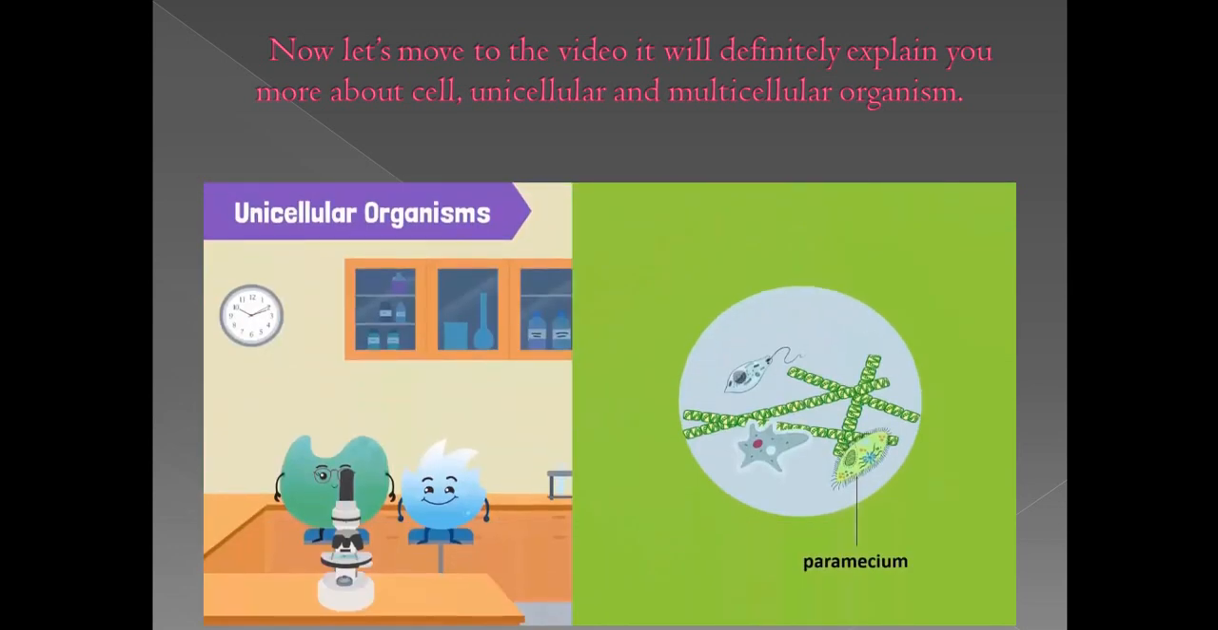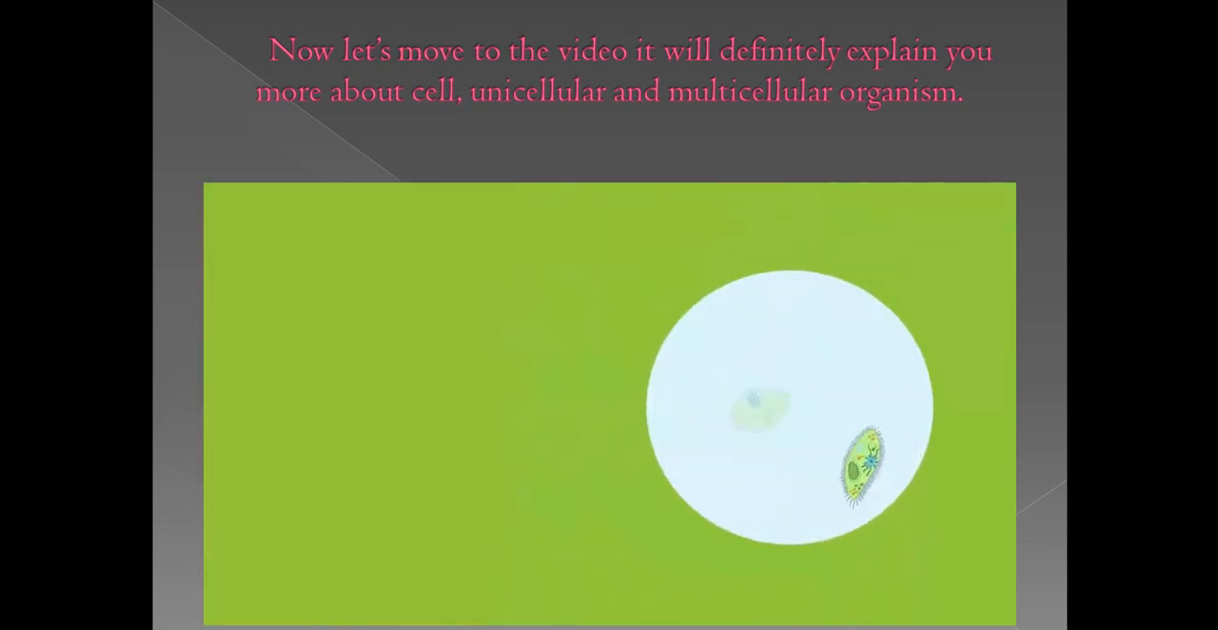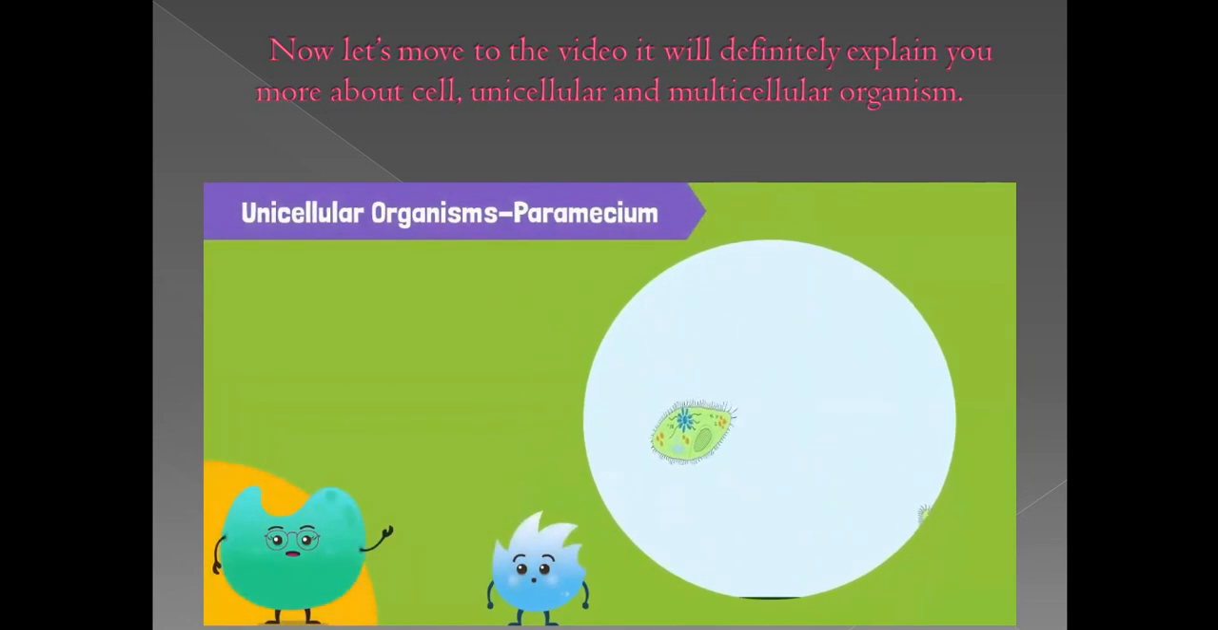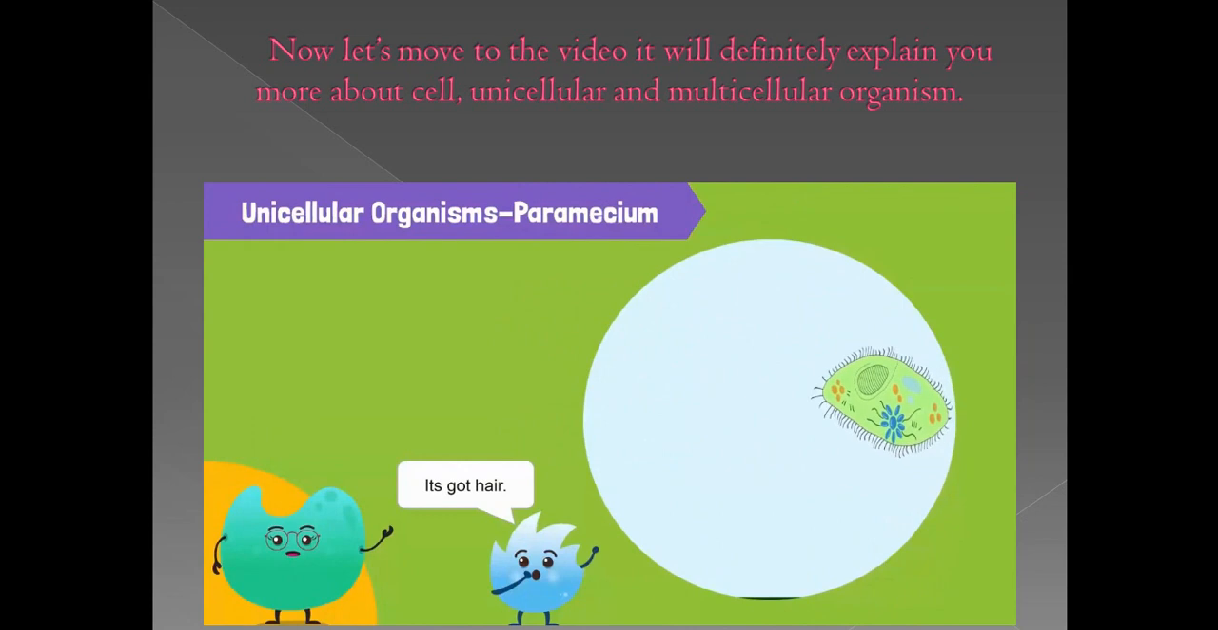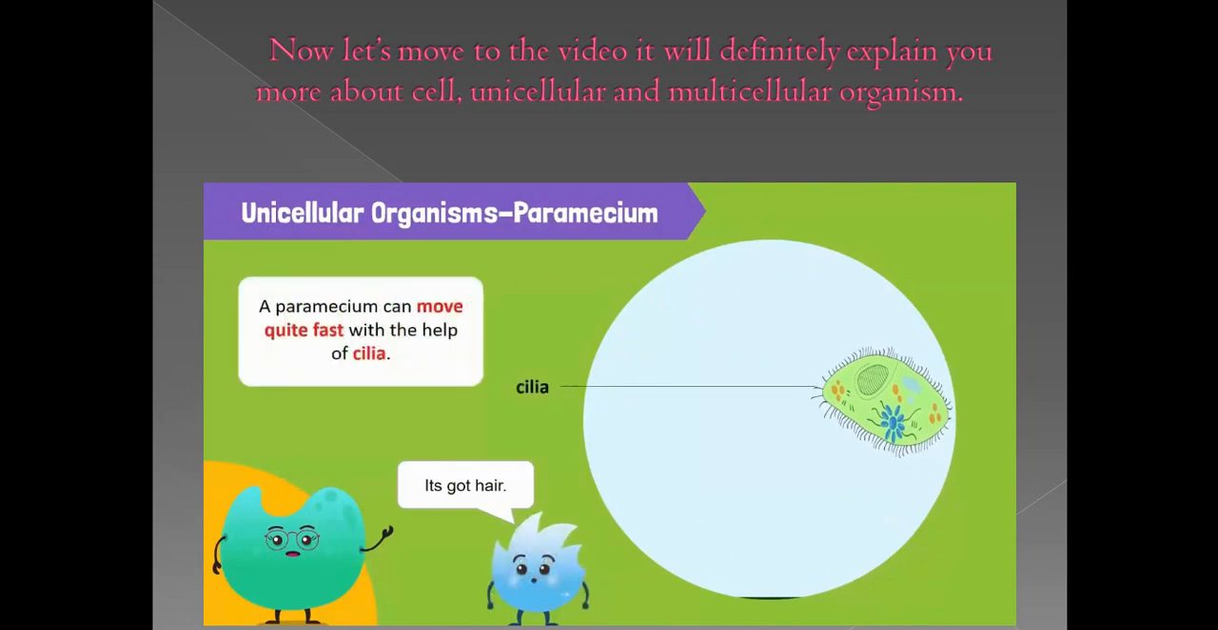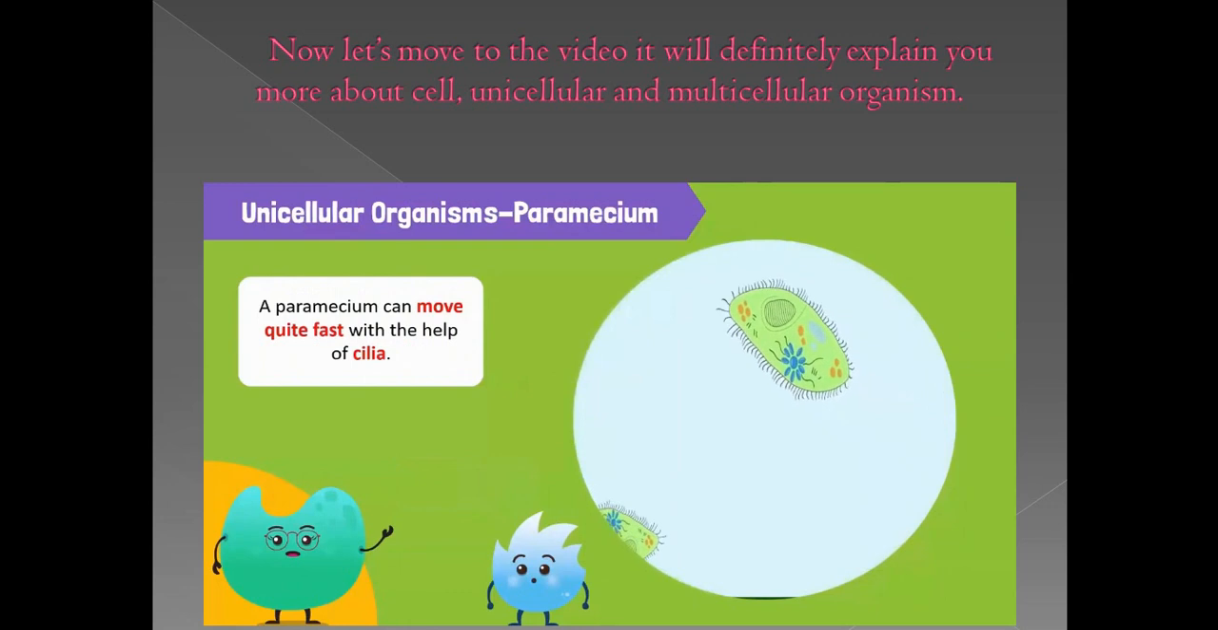Another very common unicellular organism is Paramecium. They look so different. It looks like it's got hair. Yes, Spiky, these hair-like structures are called cilia. A paramecium can move quite fast with the help of these small hair-like structures.